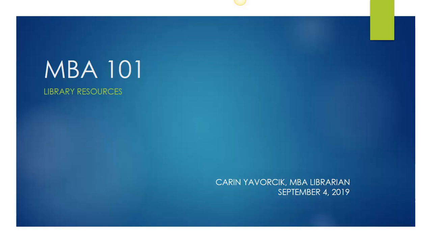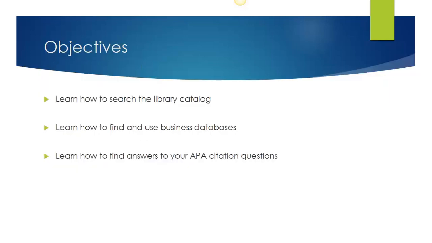And today I'm going to be talking a little bit about how you can find and use library resources. Specifically, first we're going to talk about how you search the library catalog. And then we'll talk a little bit about how you can find and use specific business databases and why you might want to do that instead of using the general library catalog. Finally, we're going to talk a little bit about how you can find answers to your APA citation questions.